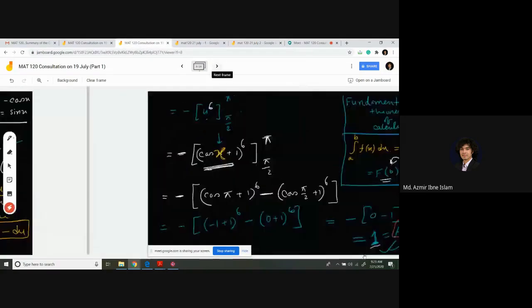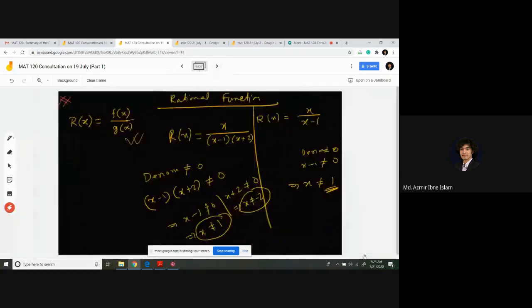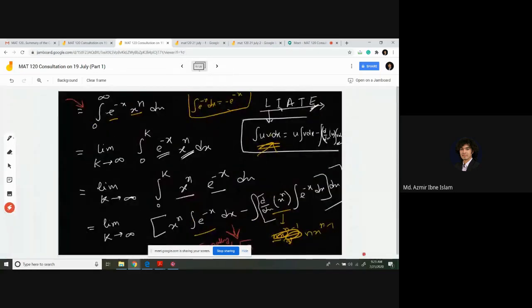LIATE. So what is LIATE? Do you know? L means logarithmic function, I means inverse function, A means algebraic function, T means trigonometric function, E means exponential function. Okay, so those who were present in my last consultation, you can figure out what I am saying.